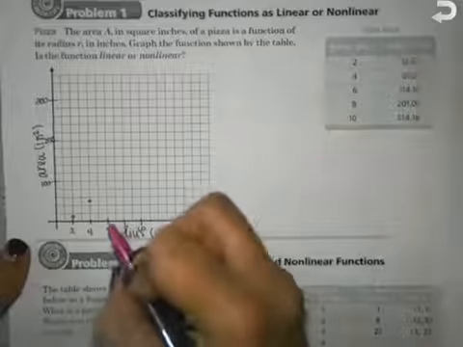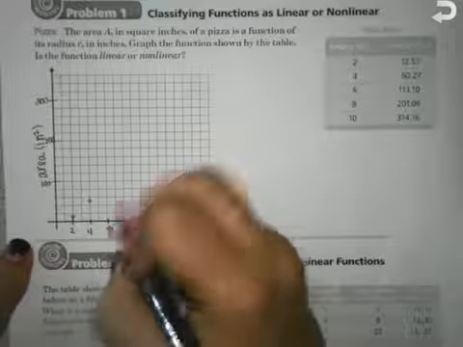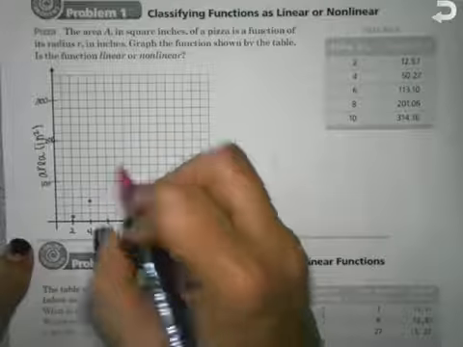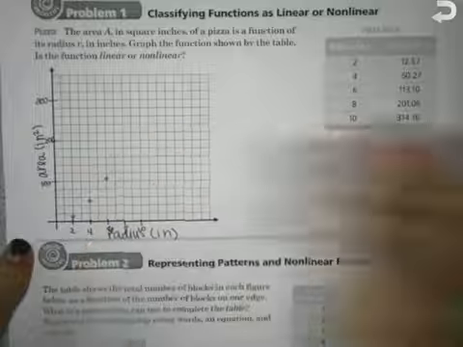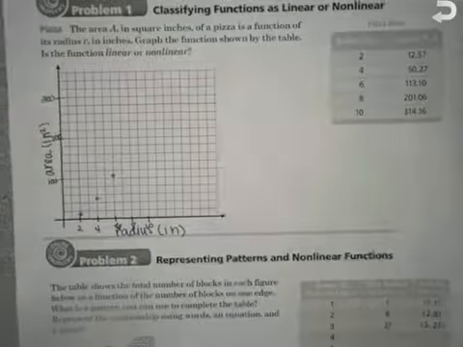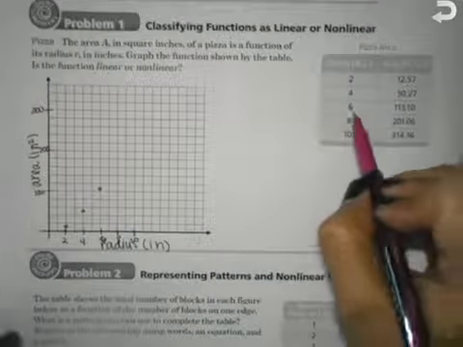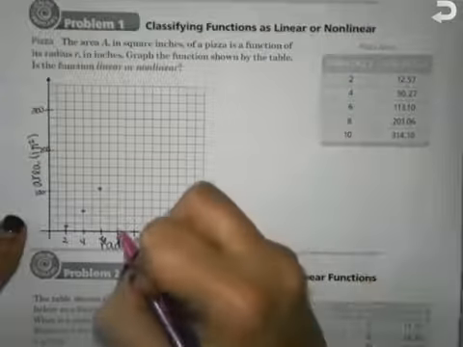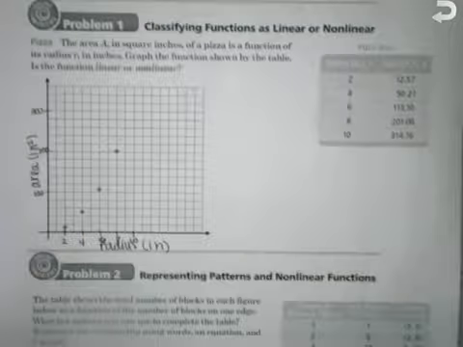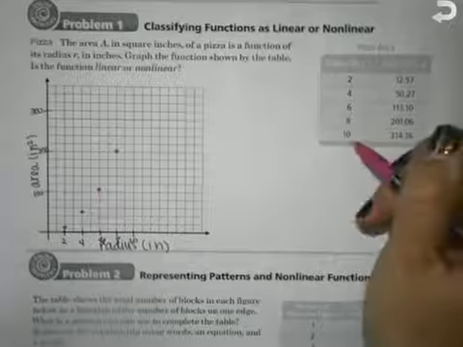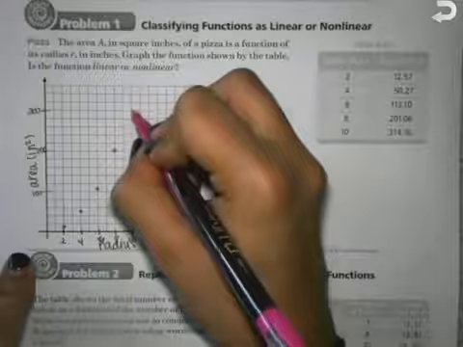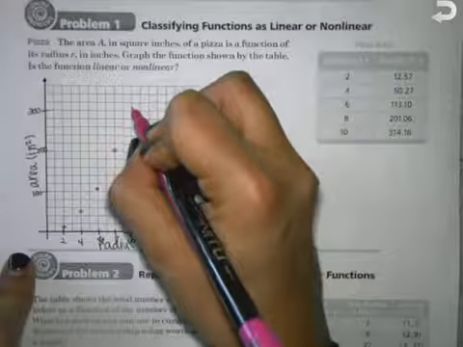When my radius is 6, the area is 113.10. So that's 20, 40, 60, 80, 100, and then 113 is going to be somewhere right here. When my radius is 8, the area is 201. So I'm just going to put that really, really close to 200. Are you guys okay with that? Like practically on top of it. And then the last one is when my radius is 10, the area is 314.16. So that's going to be 300, and 314 is going to be somewhere right here.